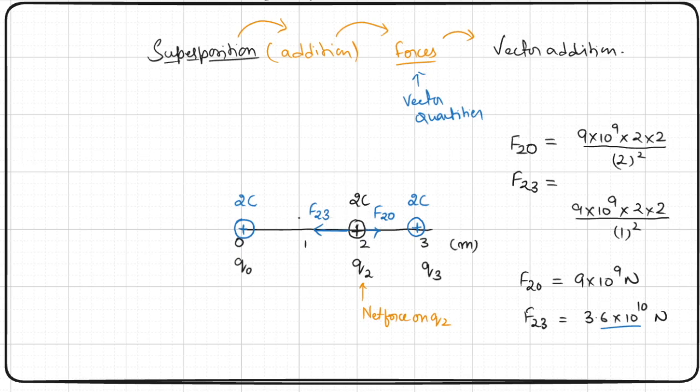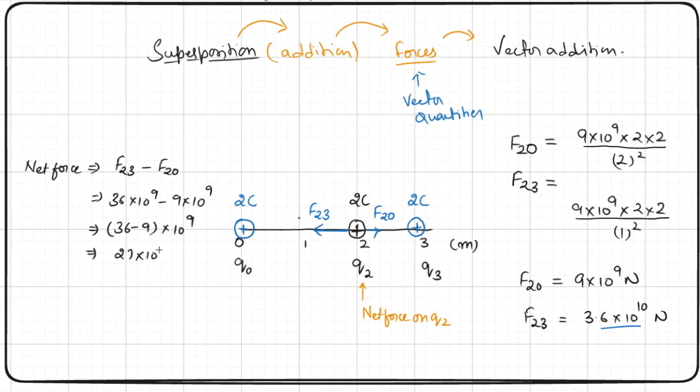So we can clearly say what the net force here will be. For the net force, we have a diagram. We can do vector addition. They are in the same line, so we can do addition and subtraction. So we will simply say it will be F23 minus F20, and that will be the force. So it will be 36 into 10 raised to power 9 minus 9 into 10 raised to power 9. I can take 10 raised to power 9 common, so only 36 minus 9 will be inside. So it will be 27 into 10 raised to power 9. If I want to write it in scientific notation, I will say 2.7 into 10 raised to power 10.